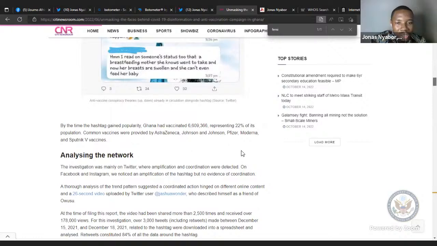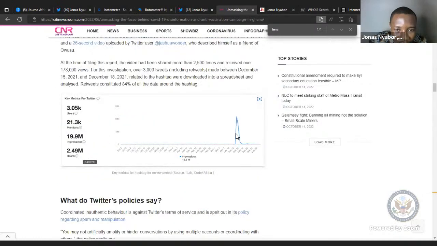So the metrics for the data, you can see that from December 13, the whole campaign peaked, and then since then it's died down. They've not talked about it again. So that's one of the ways that you can look at it from an activity point of view.